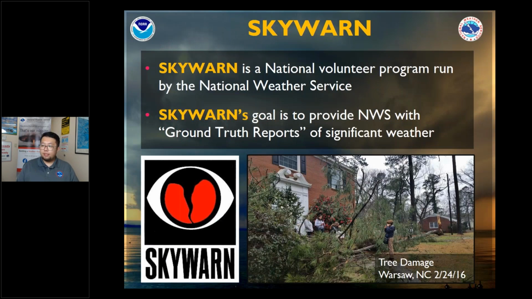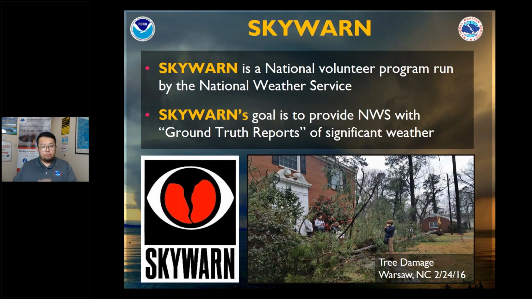SKYWARN, the program itself, is a national volunteer program run by the National Weather Service. And your goal is to provide the Weather Service with ground truth reports of significant weather. I really want to emphasize ground truth reports. We can see things on radar. We can see things on satellite. We have great technology that analyzes the storms. What we don't have is eyes on the ground. We don't know what's happening on the ground.